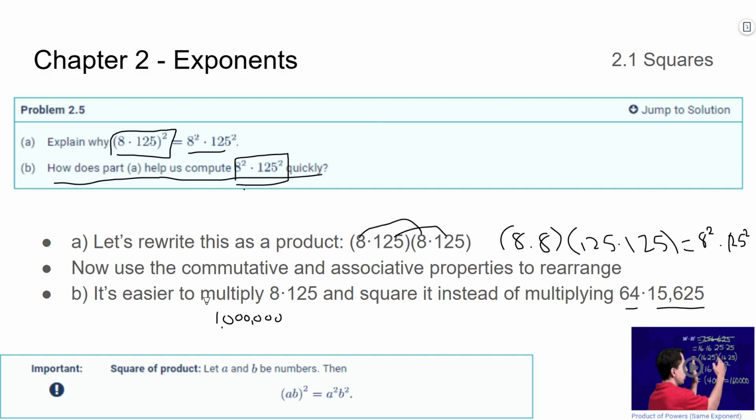Yeah, if you did 1,000 times 1,000, each of those numbers has 3 zeros, and so you just stack on the zeros, so it becomes 6 zeros. All right, so that's a lot easier than doing all this stuff.